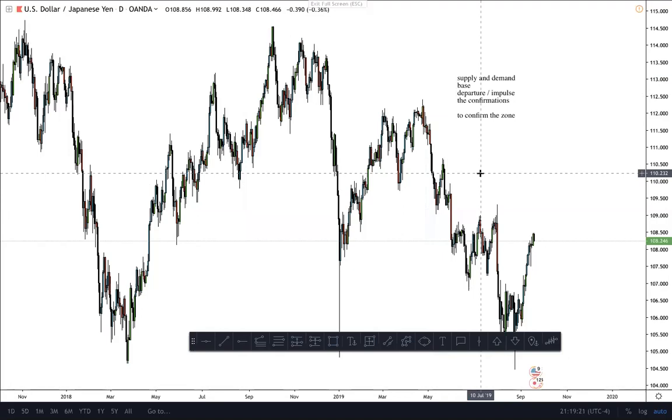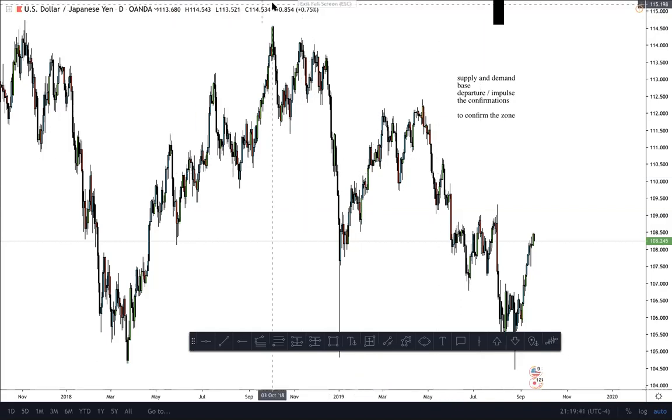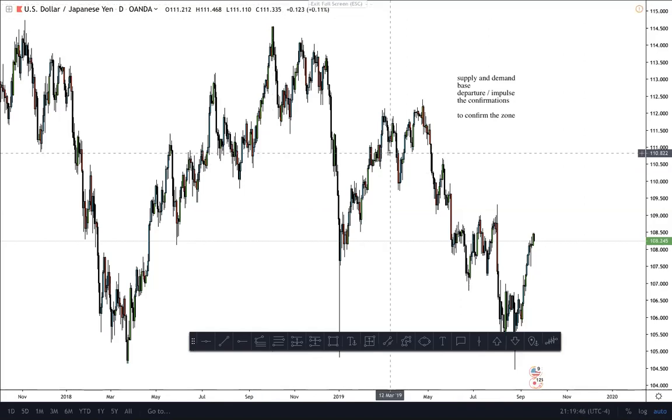Because one of the rules is for a supply zone to be created, it needs to either remove a demand zone or break a trend line, right? So once you can identify the valid demand zones, then you can find the valid supply zones and vice versa, right? Devon, I hope you watched the last video. It will help you understand this one and the workbook.